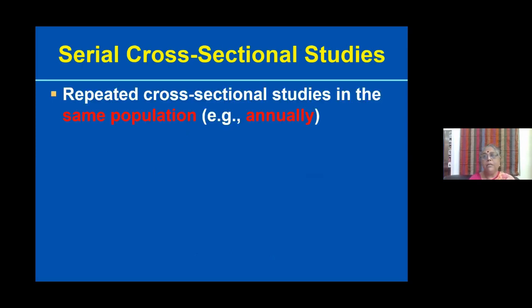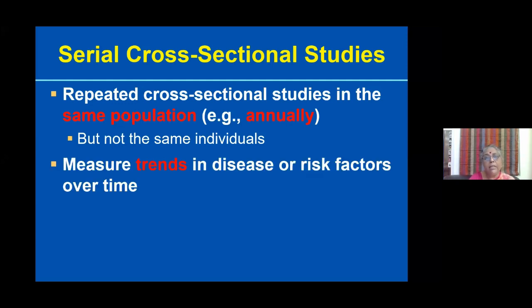Now, you can also do serial cross-sectional studies. This is for studying the trends. So when you do repeated cross-sectional studies in the same population, and it can be done annually, it can be done monthly, depending upon the objective of your study, but they may not be the same individuals. You can do it serially in the same population. Measure the trends in disease or risk factors over time.